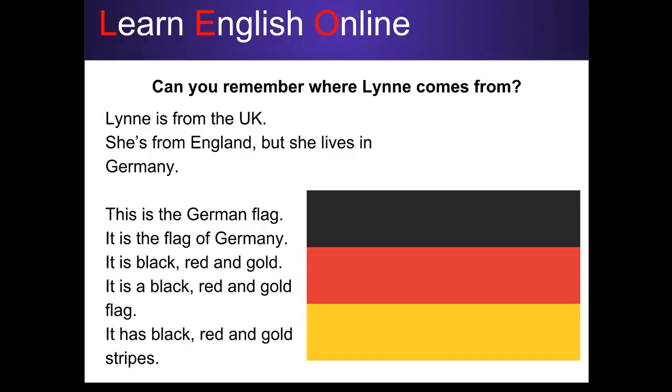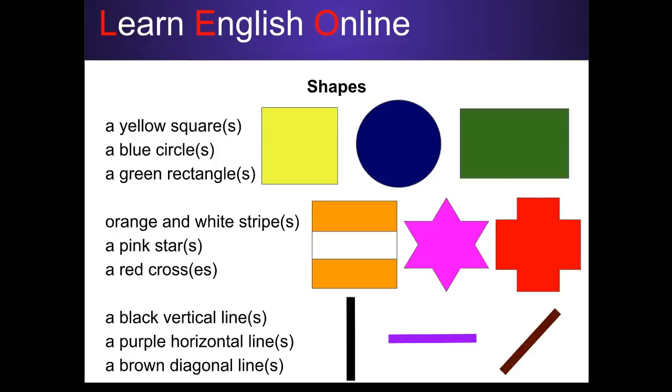So we've talked about the different colours of flags, but we've also talked about the different shapes in some flags. And flags have different shapes. So when you look at flags, you'll see lots of different shapes and colours. And remember, Americans spell it colours, C-O-L-O-R-S. So let's have a look at some of the shapes.